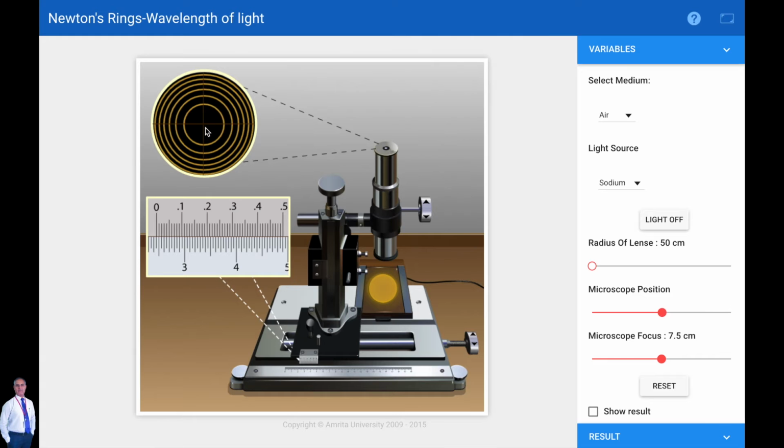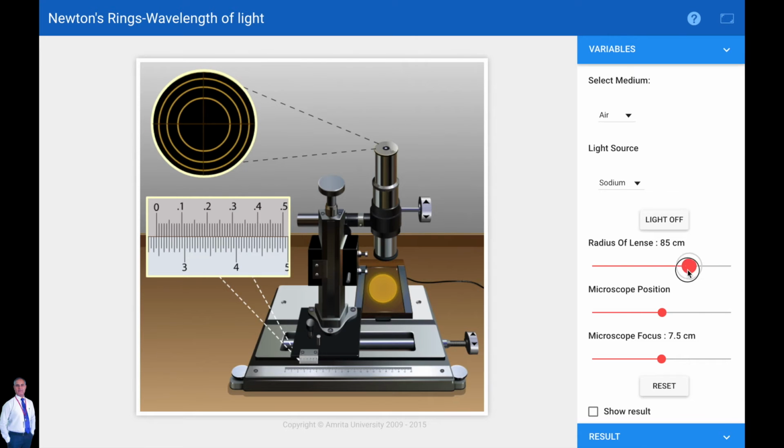If you look carefully, there is a cross wire, and this cross wire is exactly at the center of the Newton's rings, that is, at the dark spot. Now you can select any radius of the plano-convex lens. You can select 50, 60, 65 up to 100 centimeter. I am keeping this at 100 centimeter.